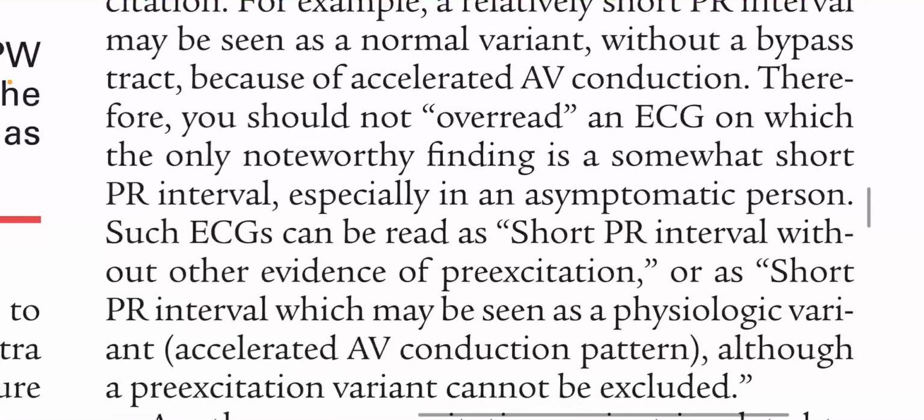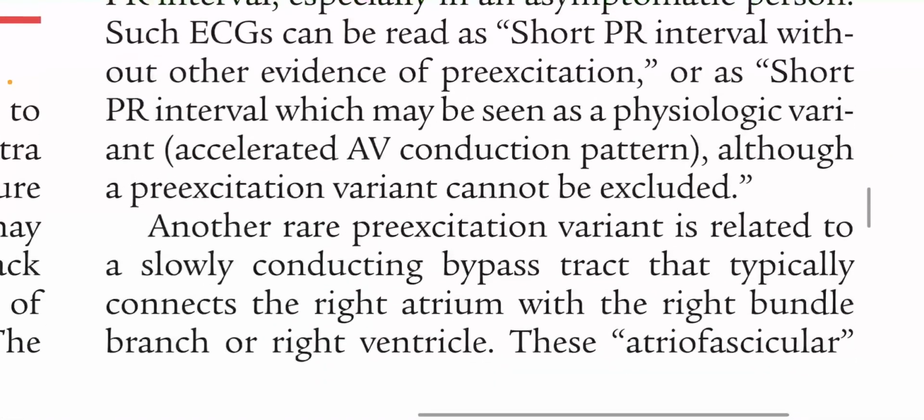Such ECGs can be read as short PR interval without other evidence of pre-excitation, or as short PR interval which may be seen as a physiological variant, accelerated AV conduction pattern. Although a pre-excitation variant cannot be excluded, another rare pre-excitation variant is related to a slowly conducting bypass tract that typically connects the right atrium with the right bundle branch or right ventricle.